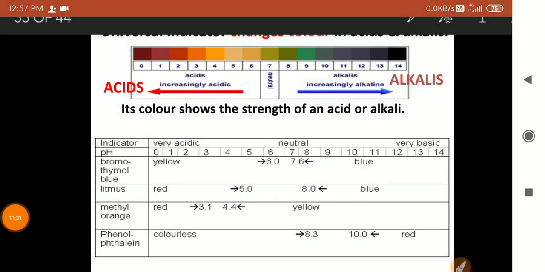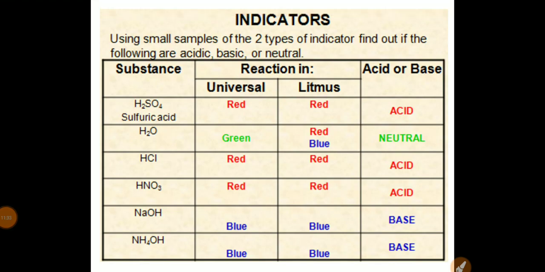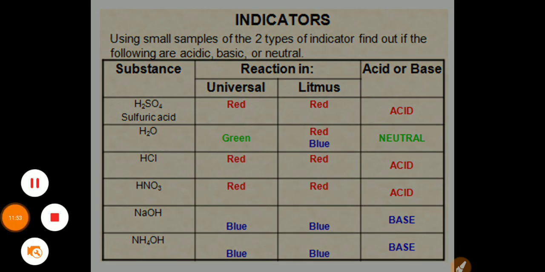Now let us go to the next point, that is indicators and their colors in different substances, and then we can conclude whether the given substance is acidic or basic. Universal indicator and litmus paper indicator are shown here. So just note down this chart, which will give you 2 marks. That's all for today.